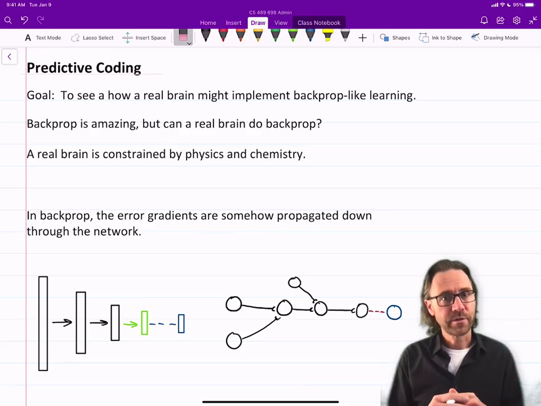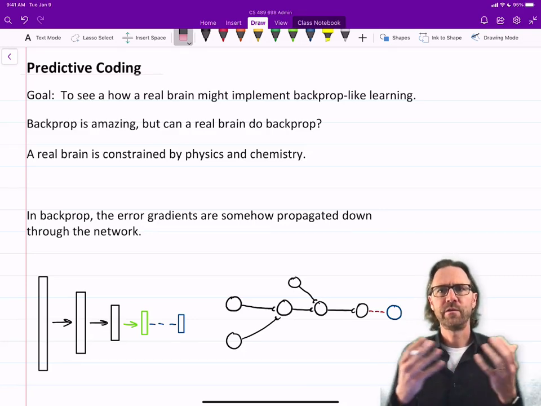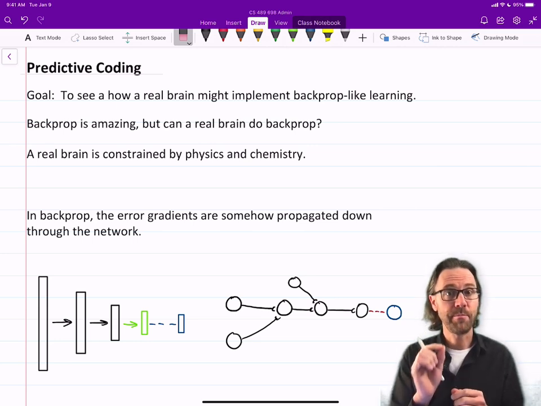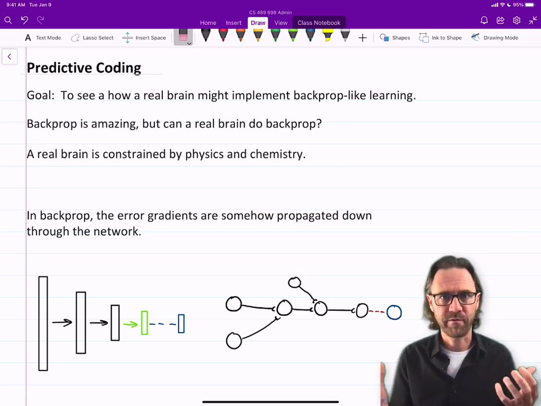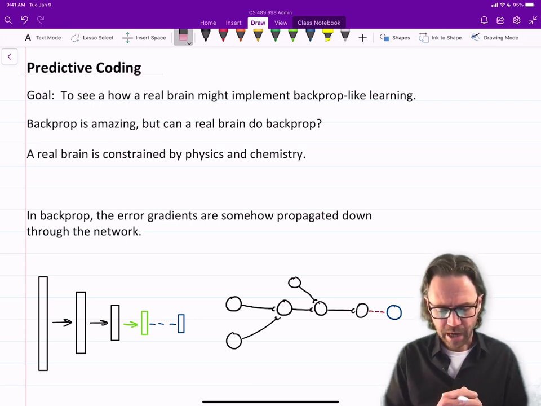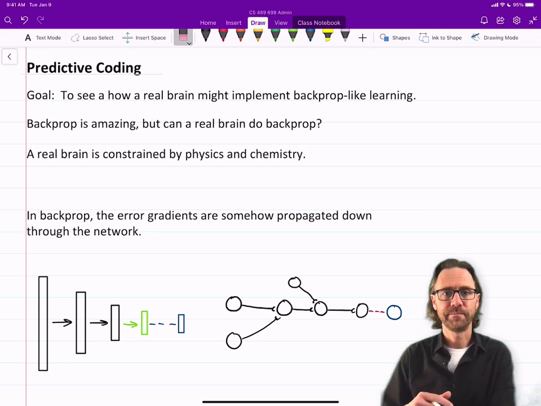In this video, I want to describe to you a different type of network model, a different network architecture, in particular one that's closer to how the brain might actually be working, but still related to a lot of the backprop stuff we've been learning so far. So I want to show you predictive coding. The goal is to see how a real brain might implement backprop-like learning.